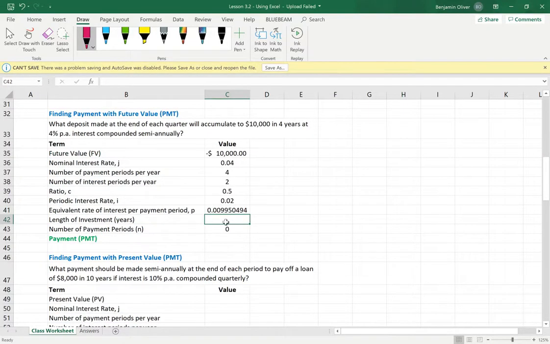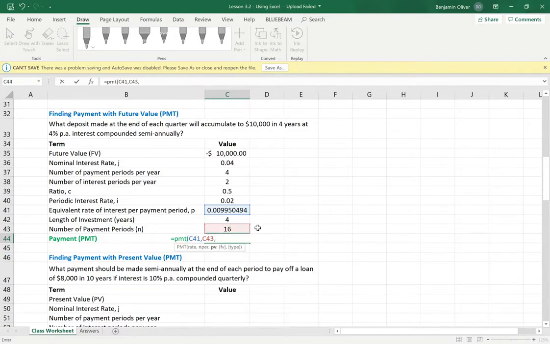Lastly, your length of investment in this case was 4 years. So our number of payment periods were 16, right? 4 payments per year times 4 years. So now if we're going to calculate payment, okay, equals PMT. First item is our rate. Remember again, it's the equivalent rate of interest, not the periodic. Our number of payment periods is 16.